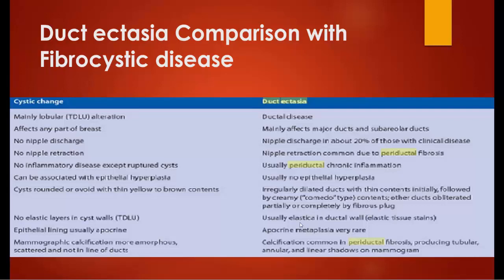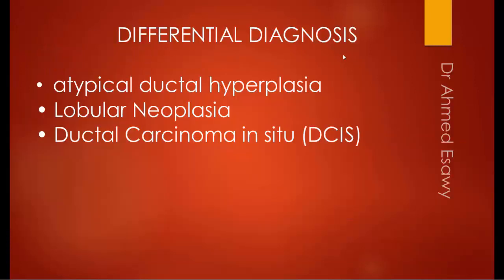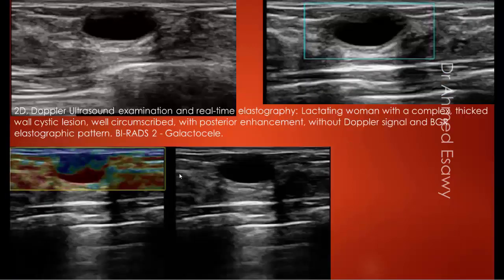Duct ectasia usually shows, on elastic tissue stains, elasticity in the elastic ductal wall. Apocrine metaplasia very rare in ductal ectasia. Calcification common in periductal fibrosis, producing tabular, annular, and linear shadow on mammography. Differential diagnosis of fibrocystic change: atypical ductal hyperplasia, lobular neoplasia, ductal carcinoma in situ.